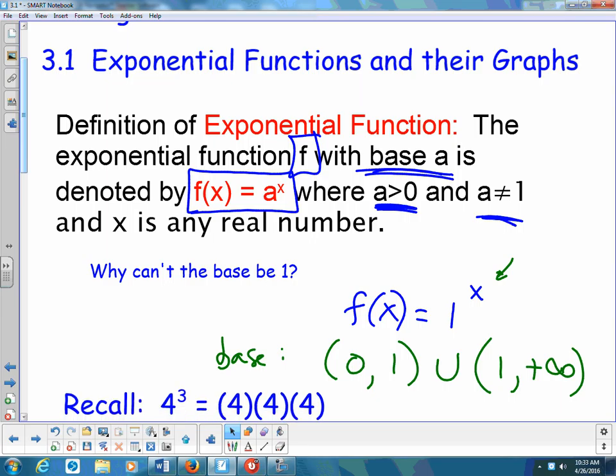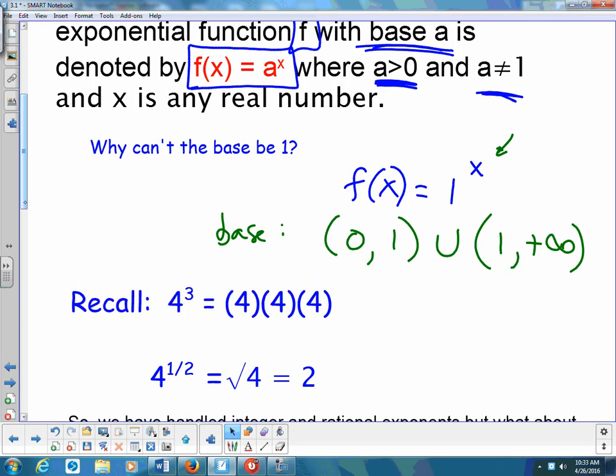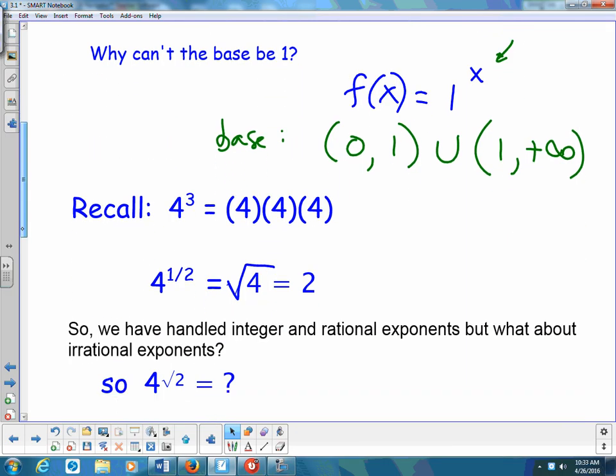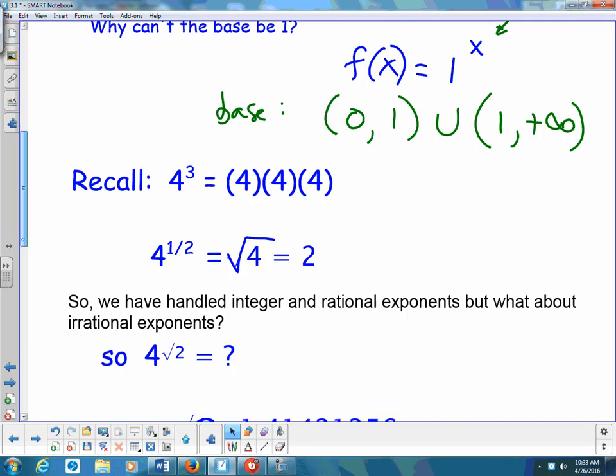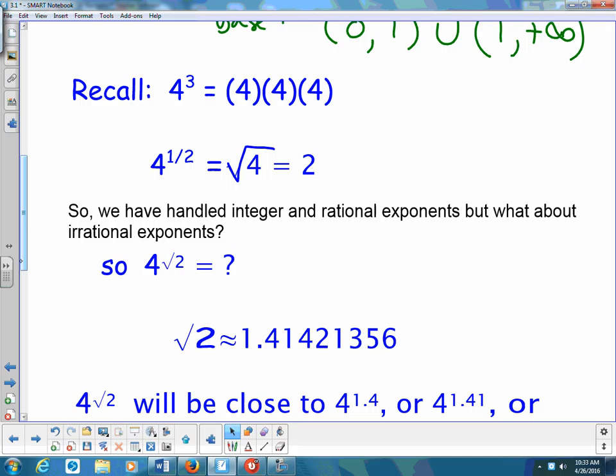A little recall about exponents. You know that 4 to the third is the same as 4 times 4 times 4. You've also learned that 4 to the 1/2 is the same as the square root of 4, which would be equal to 2. So we've handled integer exponents and rational exponents, but what about irrational exponents, like 4 raised to the square root of 2? Well, the square root of 2 is about 1.414, so you know that's going to be close to 4 to the 1.41 and so on.